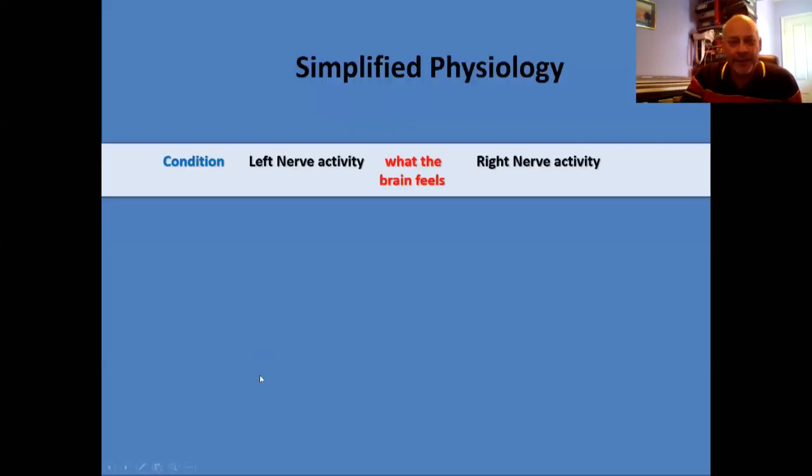So I've tried to put this into, I'd say, the simplified physiology of what I've just said. So if you can understand the next few slides, it goes a long way to understanding your symptoms. So these are the categories I'm going to show you. So here it is. There's the condition. This is what your head's doing. This is what the left balance nerve says. This is what the right balance nerve says. And this is what the brain feels.